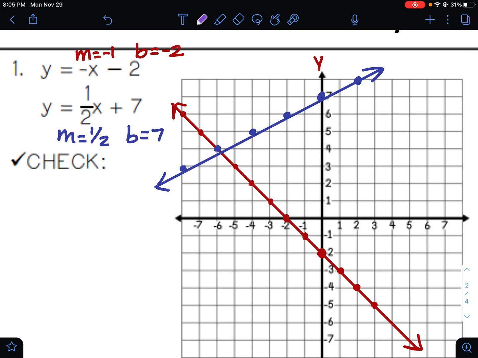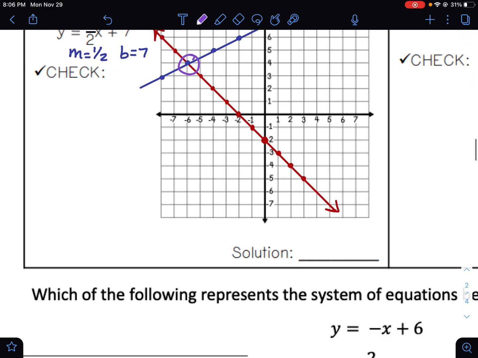So this tells me right here, oops, my line is really off. There we go. Okay, right here is my point of intersection. This point is -6, 4.